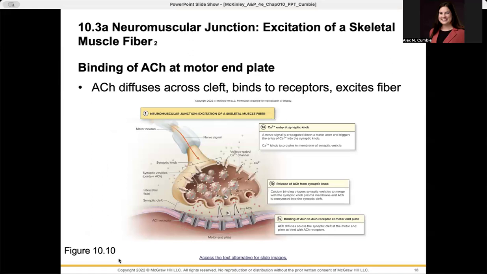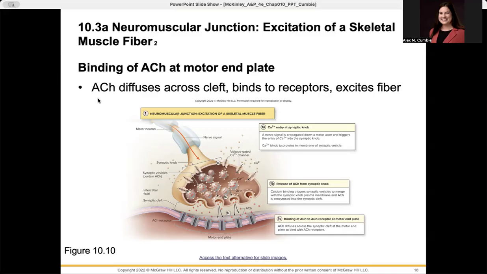Okay. So we see all of that ACH is diffusing across the synaptic cleft, and it's looking for those ACH receptors on the motor end plate. So it's going to go to the motor end plate, and when ACH binds to its receptor, it's going to cause electrical changes in the membrane of the muscle fiber. And what we would call that is exciting the fiber, right? ACH is an excitatory neurotransmitter. When it binds to the motor end plate on those receptors, it's going to excite the muscle to want to contract.